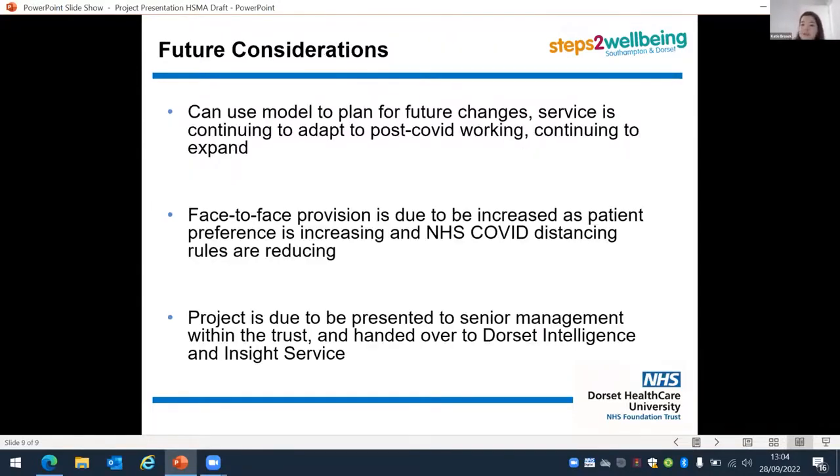So we do think this is something that can be used for my service, but also hopefully for other services as well. We know that within our service there's going to be expansion. We're looking to treat 25% of the population, so these numbers are going to be increasing. And we're also looking to increase our face-to-face provision and really see what patients are wanting. Are they wanting to stay with online therapy? Are they wanting more face-to-face? And that's where we can hopefully use this tool to allocate resources efficiently. We are presenting it to more senior management within the trust soon, and we're handing it over to a data modelling team within Dorset as well. Yeah.